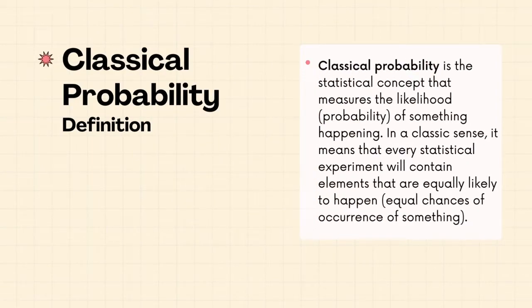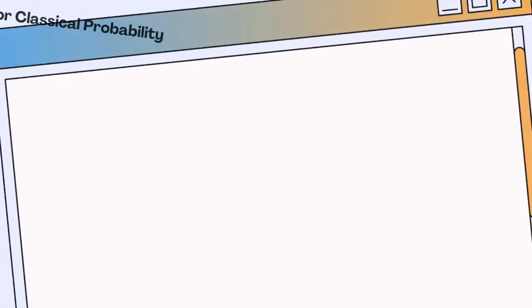Now, let's get to the main topic of our discussion. What is the classical probability definition? Classical probability is the statistical concept that measures the likelihood or probability of something happening. In a classic sense, it means that every statistical experiment will contain elements that are equally likely to happen, or have equal chances of occurrence.